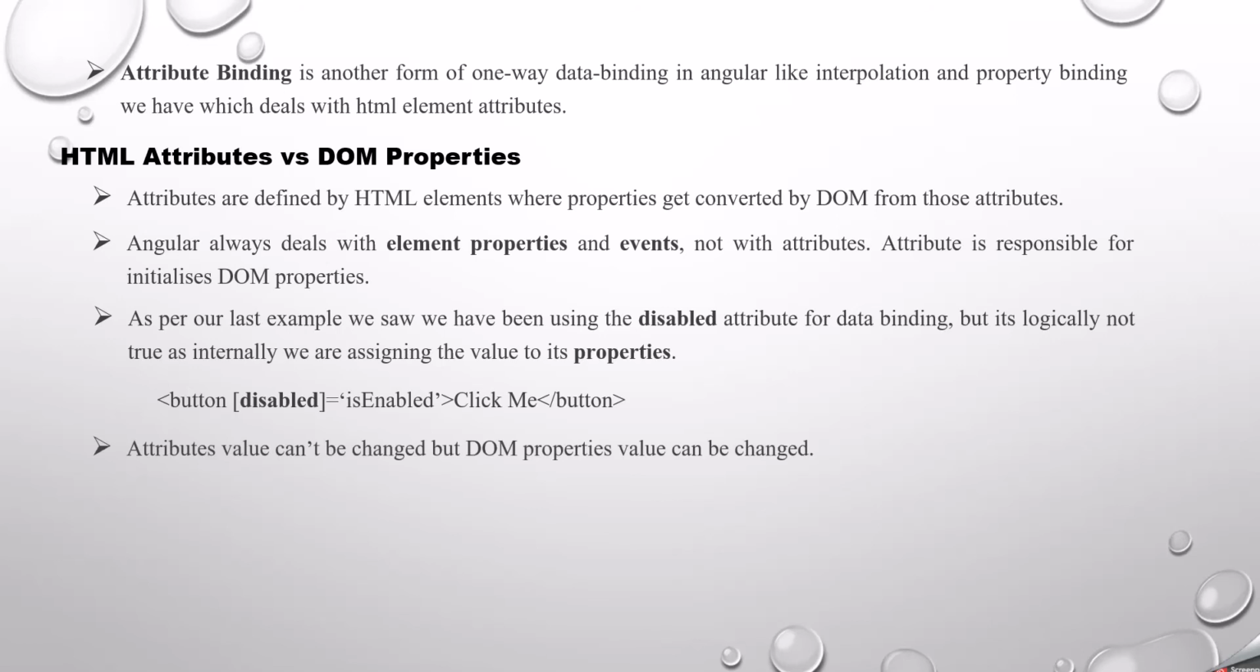Attribute values cannot be changed, but DOM property values can be changed. This is one of the strongest points I would like to highlight and explain to you. An attribute can't be changed, basically, but when it gets converted to a property, of course, that value gets changed dynamically, or when we are modifying anything dynamically, in the sense of when the browser is rendering the elements. Okay, let's see an example.